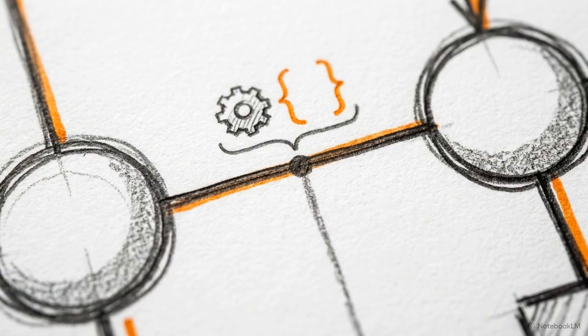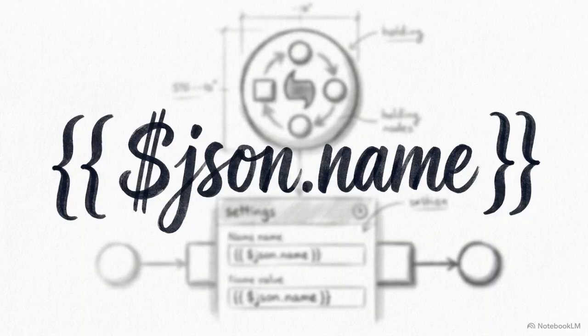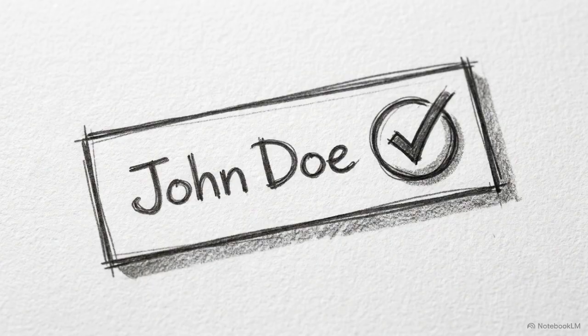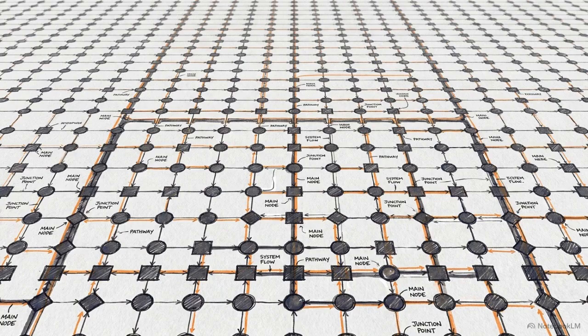To dynamically map specific data points from those items into your next node, you use expressions. The exact syntax looks like this: 2 opening curly braces, $JSON, a dot, and your property name, like name. This ensures the current value is evaluated precisely when the node runs. Mastering this left-to-right JSON data flow is the prerequisite for building multi-part, scalable systems.